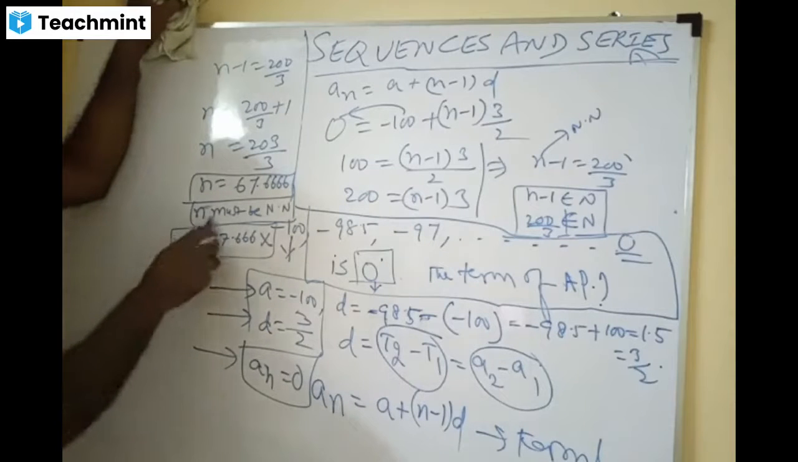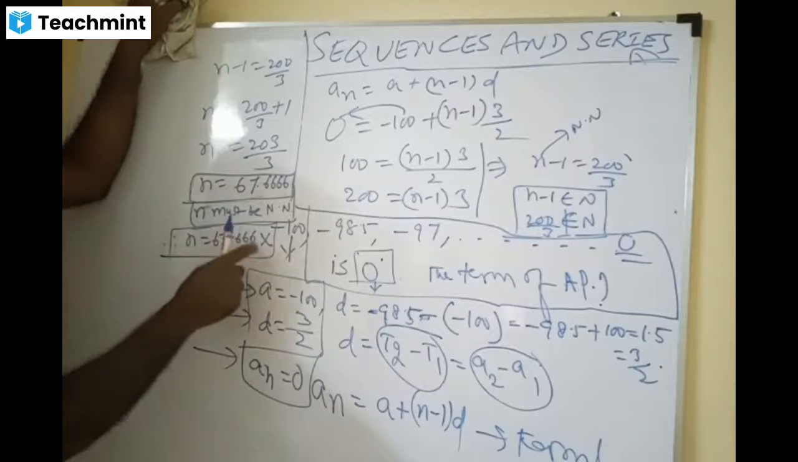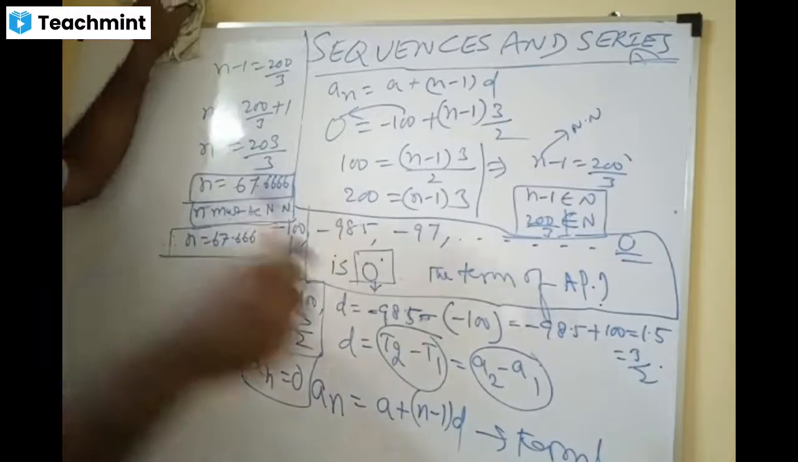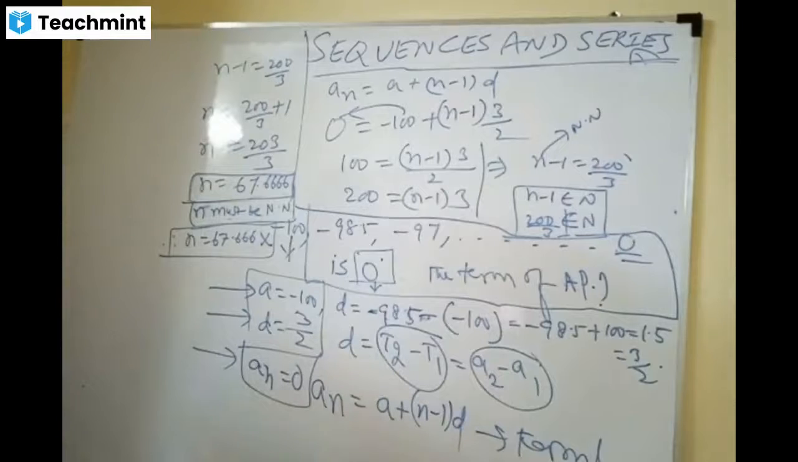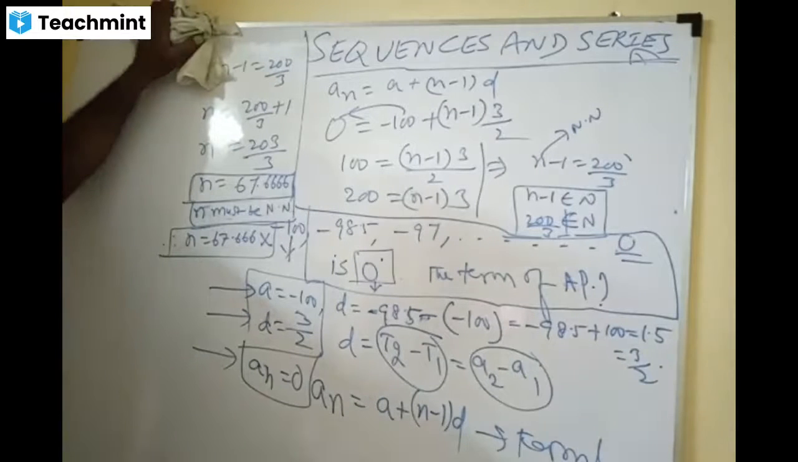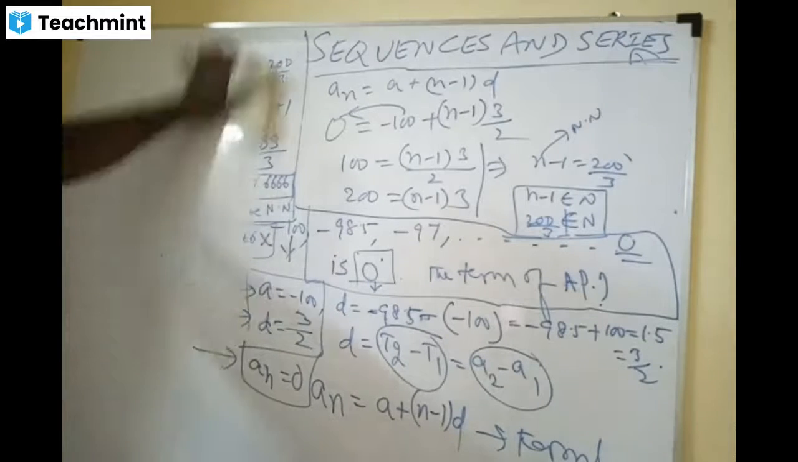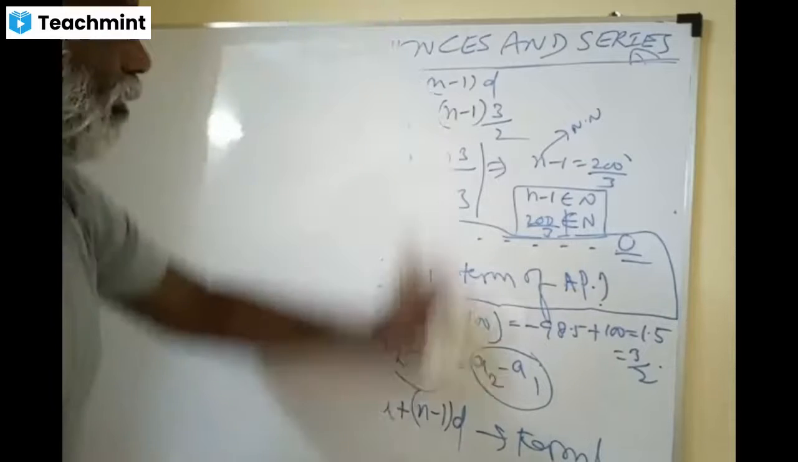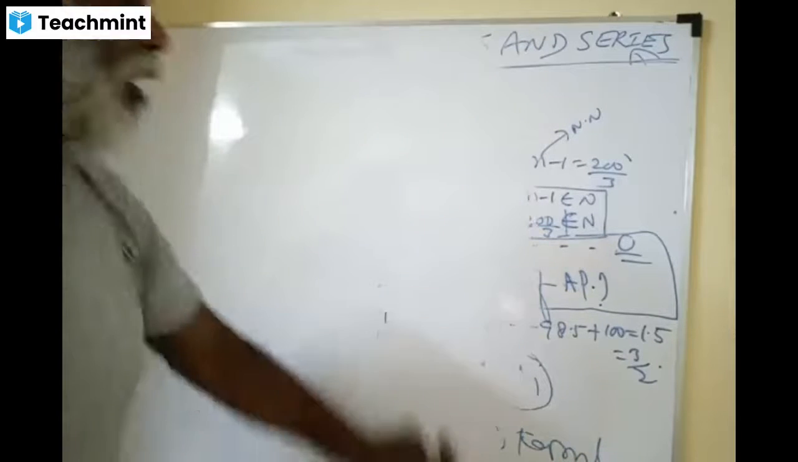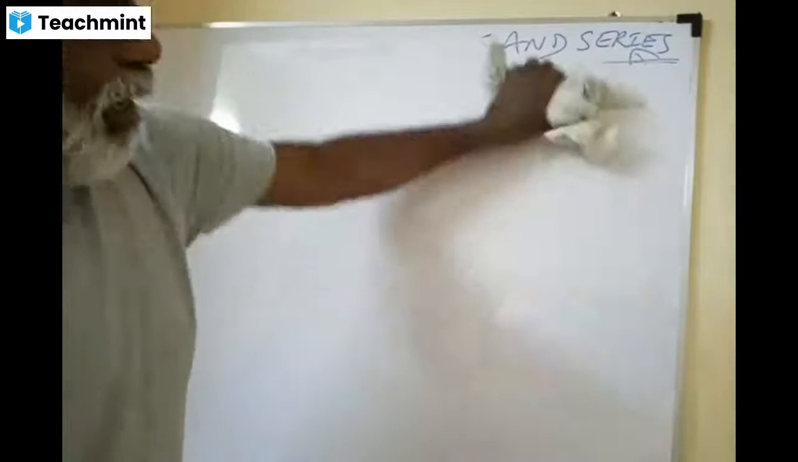So n must be a natural number, but you are getting n as a fraction. Therefore, it cannot be. 0 cannot be. If 0 were a term of this AP, I would have got n as some 20th term, 30th term, 19th term, 21st term, 22nd term, like that. But in this case, we are getting n as some 65 point something, 67 point something. So n cannot be a fraction. Therefore, 0 cannot be a term of this AP.